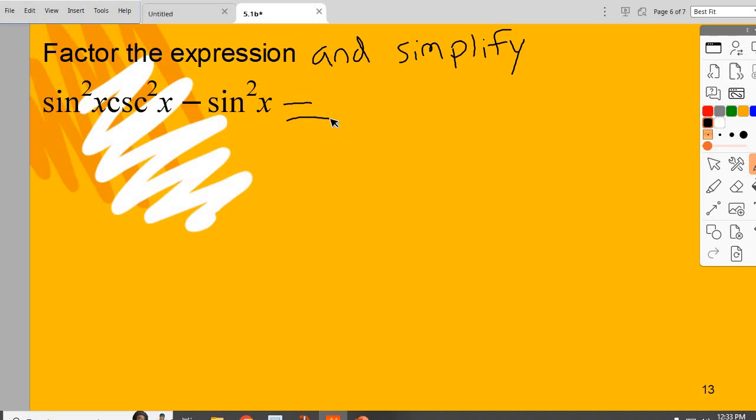Do we have a greatest common factor here? What's our greatest common factor? Sine squared. Alright, so if we factor out a sine squared, what are we left with? Okay. Now, if it just asks us to factor, then yes, that would be our final answer. But I said to simplify it. So, what do we notice that we have there?